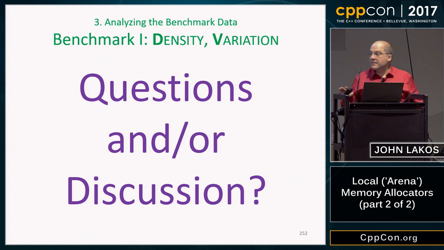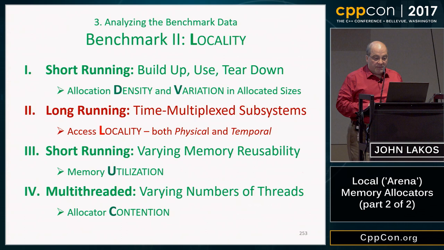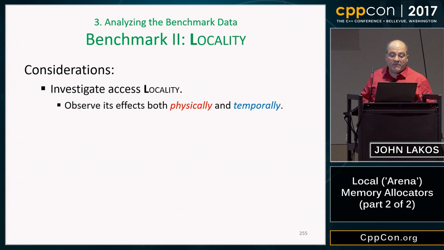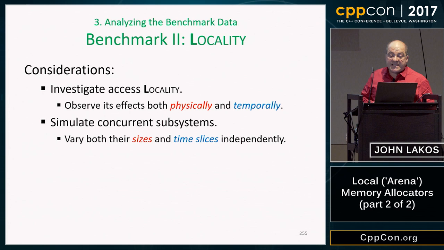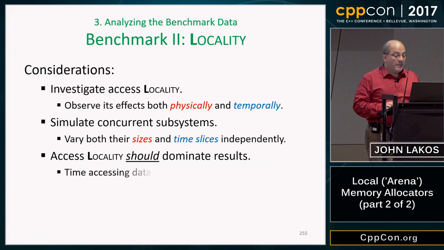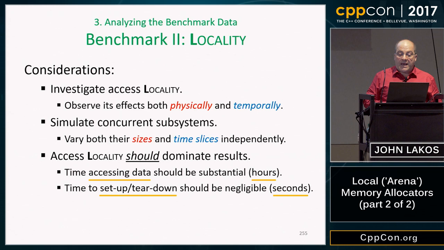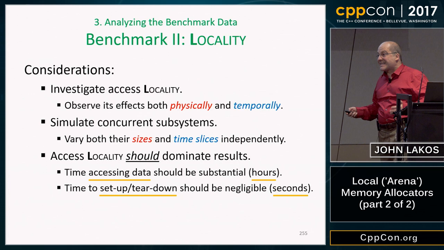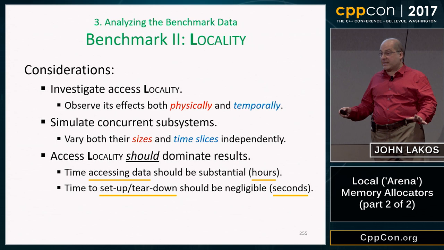Okay. This experiment is mine. I invented this one, all by my lonesome. Long-running time multiplex subsystems, and we're going to look at access locality. The considerations are: investigate access locality, observe the effects both physically and temporally, simulate concurrent subsystems, as in time multiplex subsystems like ASIO, and vary both size and time slices. We want the locality to dominate the results this time. So accessing the data should be in hours and the buildup and teardown should be negligible, e.g. in seconds. So we're not worried about that. We're worried only about the time to access the data. This is a completely different thing. This is not what people think about. This is the most important use of allocators that could possibly be.